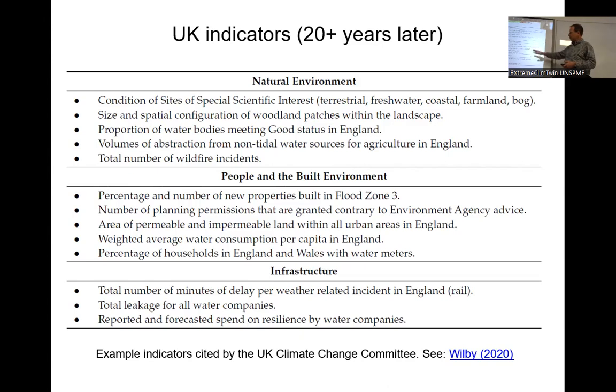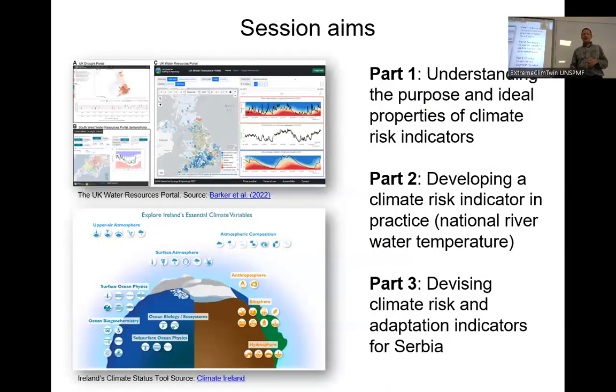You can see that there's lots of different types of indicator here, some aimed at water companies, some at planners and developers, others to do with water management and protection of fragile habitats. What we're going to be doing this morning is looking at this topic in 3 steps. So step 1, we're going to use some examples to think about what's the purpose of a climate risk indicator and what is the ideal, the perfect attributes of a climate risk indicator. And I'll be setting a few tasks to help us move towards understanding that.